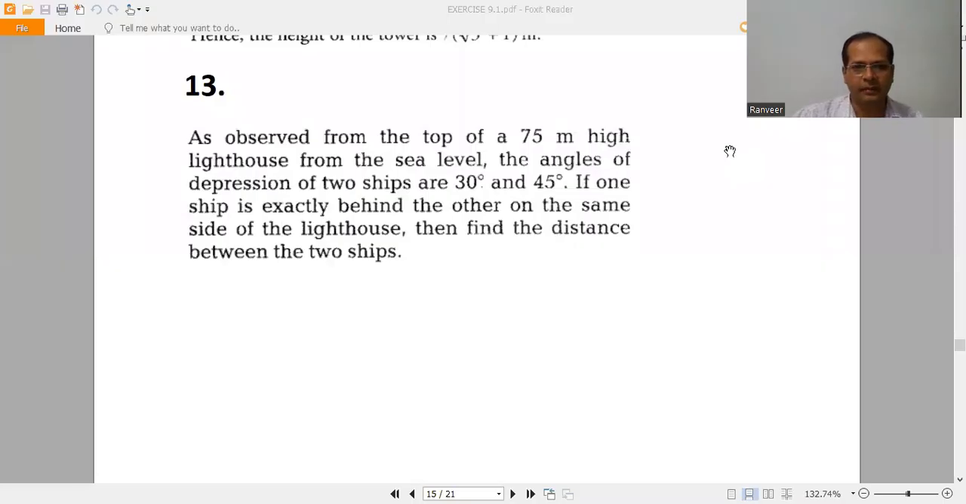Question number 13. As observed from the top of a 75 meter high lighthouse from the sea level, the angle of depression of two ships are 30 degree and 45 degree. If one ship is exactly behind the other on the same side of the lighthouse, then find the distance between the two ships.